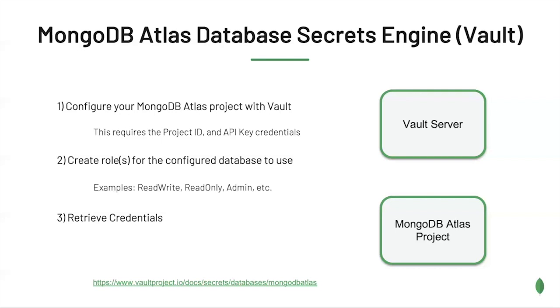So when you configure Vault to know about your Mongo Atlas database, you provide the project ID and the API credentials that have access to create those IDs. You then run another Vault command to create the roles that you want to be available for that database. Examples of that could be read write, read only, admin authority, things like that. And then you retrieve those credentials based on those roles. So when you retrieve a credential for read write for your Mongo Atlas project, it would return an ID and a password for a certain time to live.